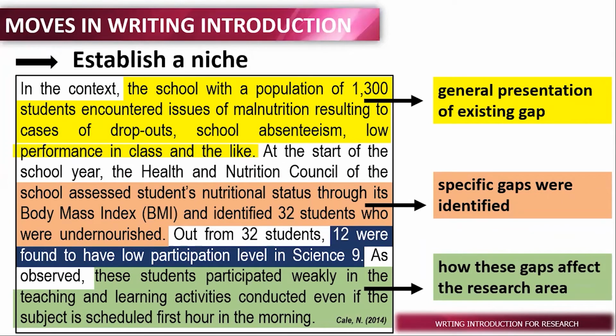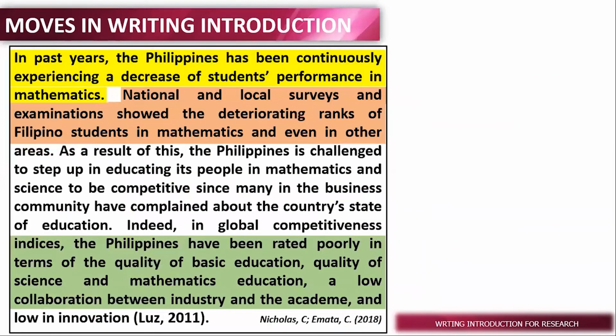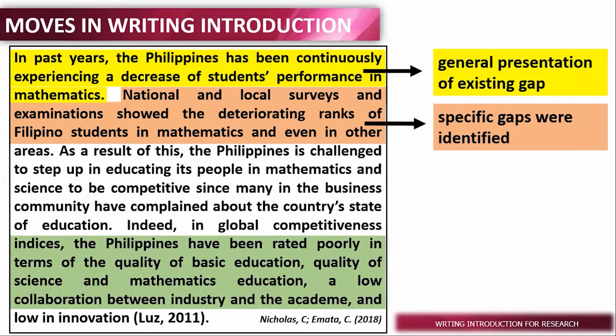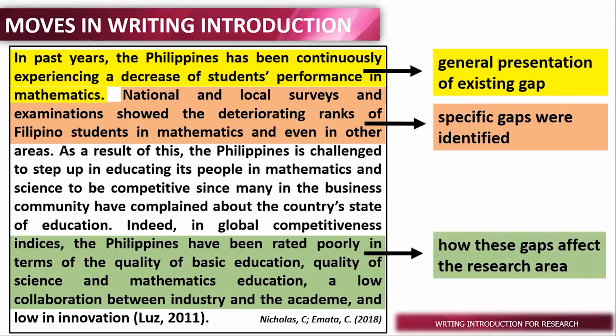This presentation will allow the research audience to understand the connection of underlying problems and their impact to the area where it revolves. This example also shows an expanded research gap that started by giving the general picture of the country on its performance in mathematics. It logically describes how the whole picture was affected by the national and local results of the surveys and examinations, and it closes with how the results affect the ratings of the country in science and mathematics education.